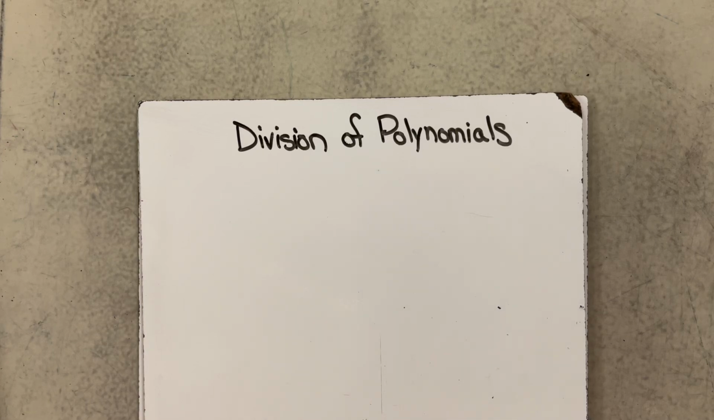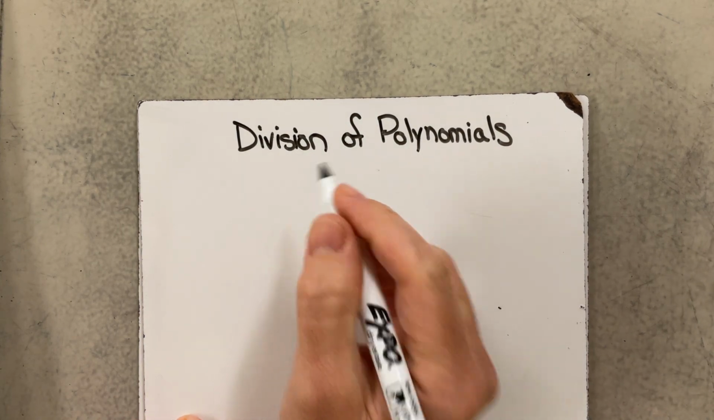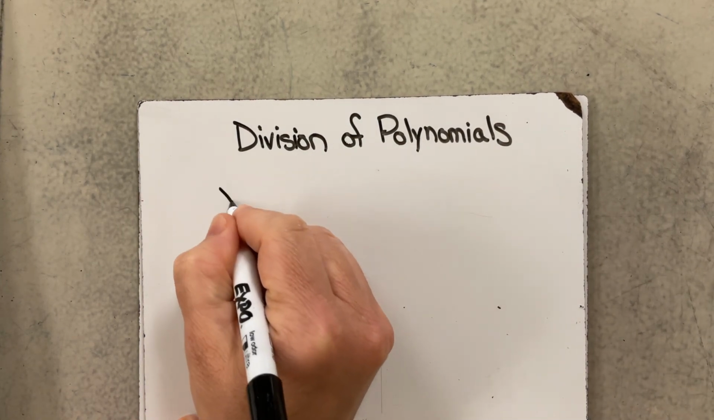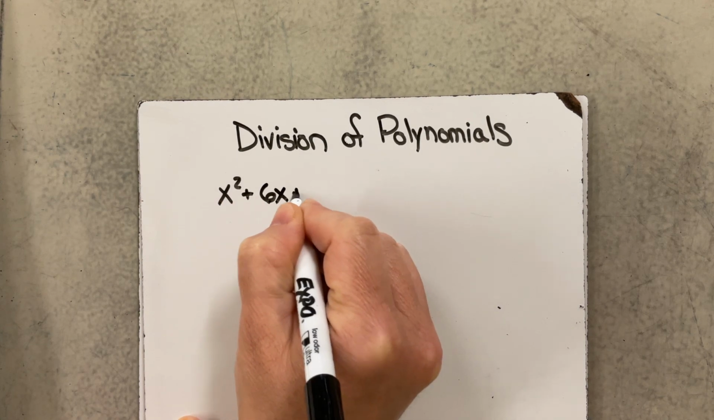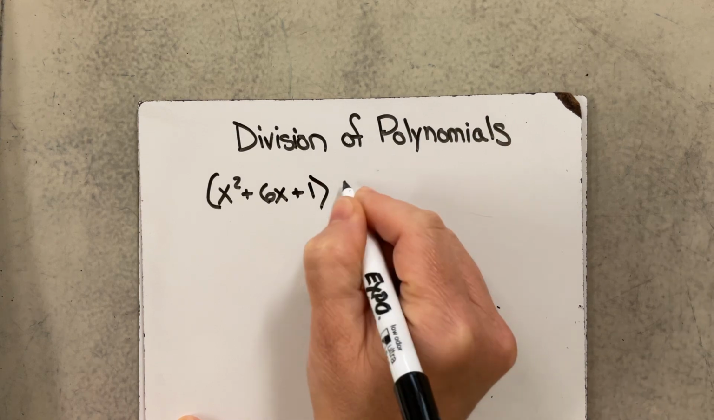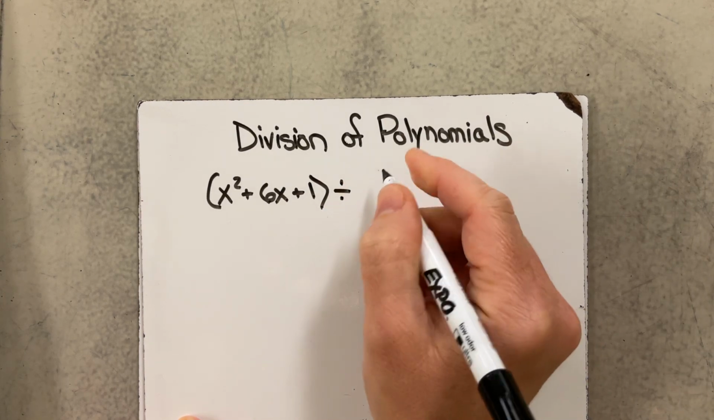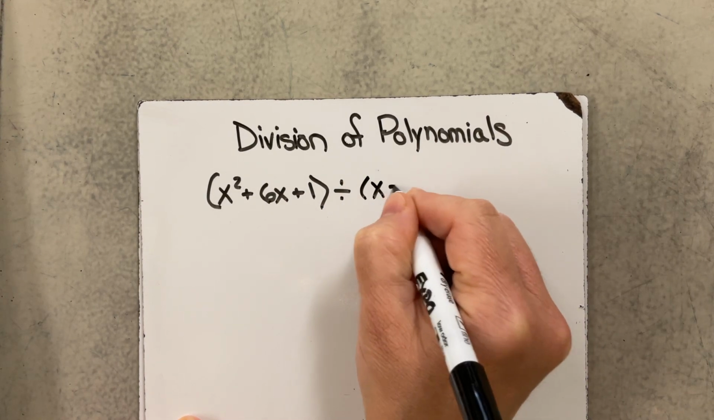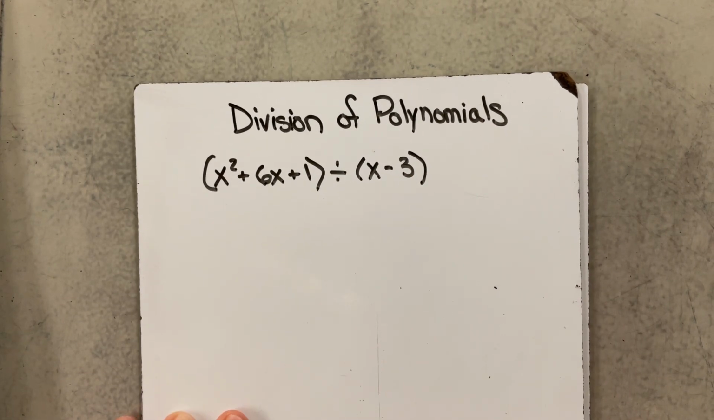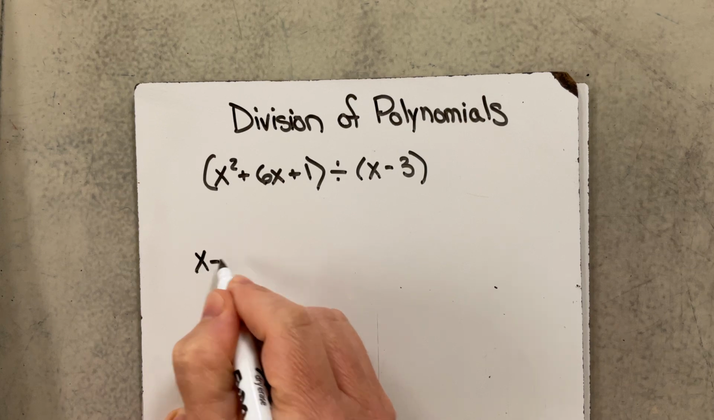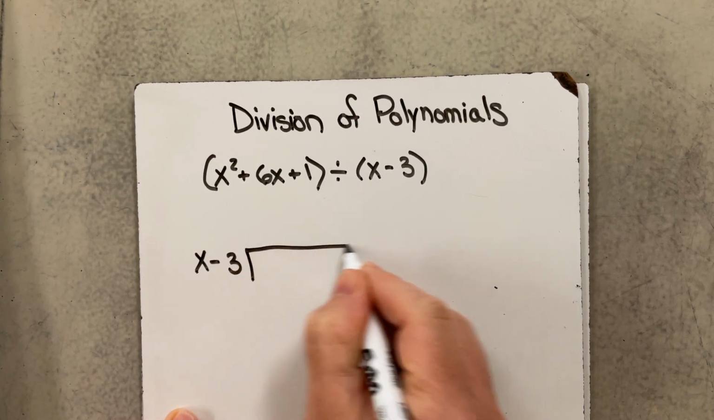Today we're going to be talking about division of polynomials. If we were given x squared plus 6x plus 1, and we want to divide it by x minus 3, I'm going to show you two different methods. The first one is to set it up just like long division that you did previously.